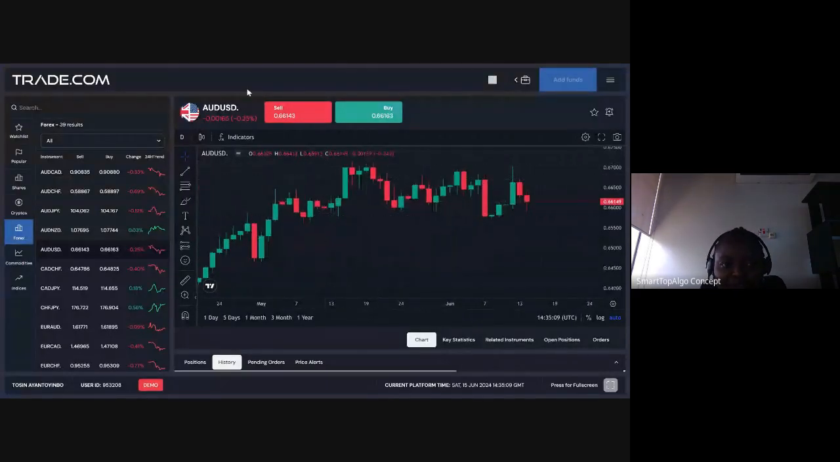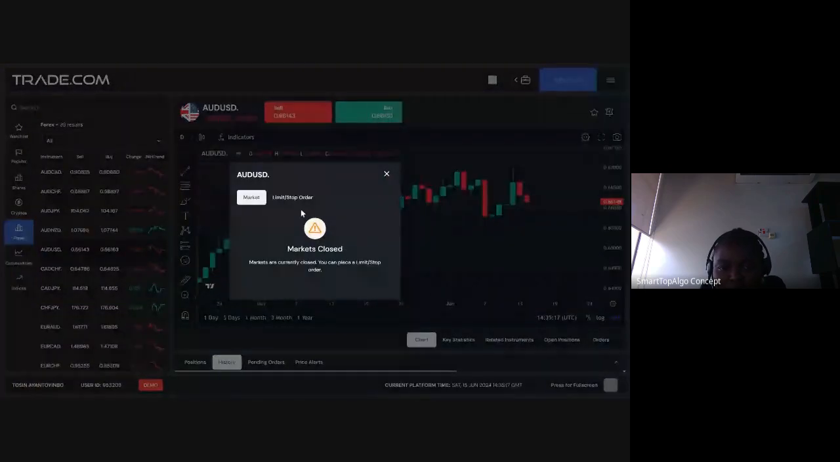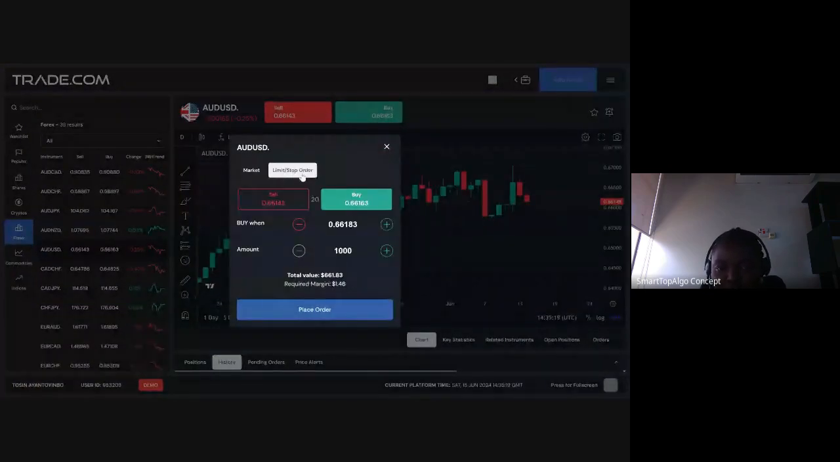Okay, I want to believe you can see my chart. Now, let's assume we want to place this trade. I want to place a buy position. Okay, the market is closed, so let's use pending orders. If you look, this is the amount you are trading.